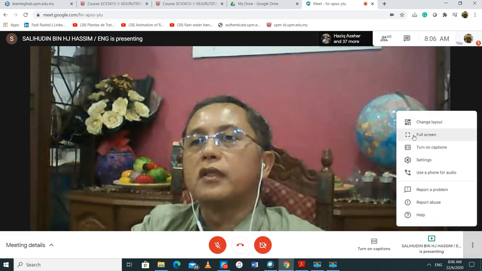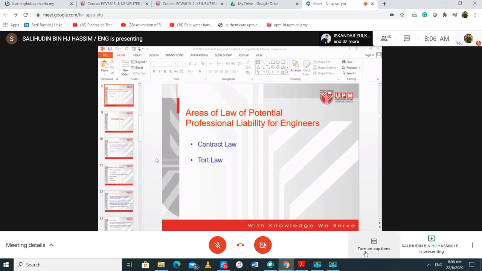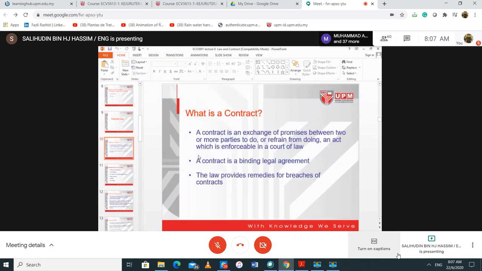Contract is agreement. Actually, the definition of contract is not only agreement, there is agreement that is enforceable by law. So it's a binding legal agreement. Maknanya apa? What does it mean? A contract that is not enforceable by law is not considered as a contract. That contract is null and void.